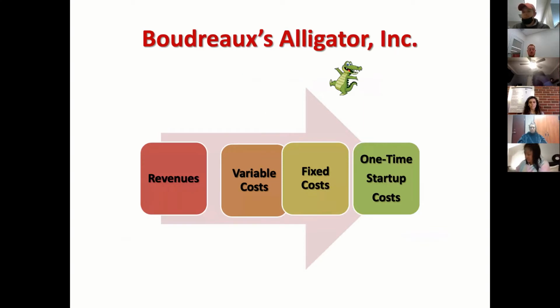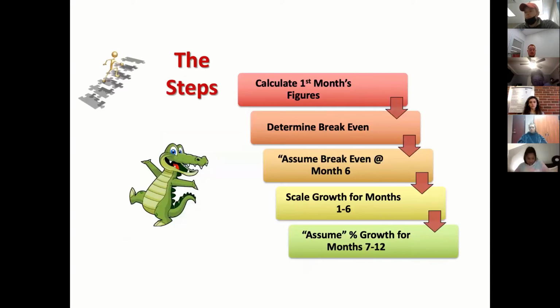So for Boudreaux's Alligators, we're going to figure out its pro forma. We have to say, how much money do we think Boudreaux is going to bring in that first month? What's going to be his variable cost? What's going to be his fixed cost? And how much money does he need for the one-time startup cost? That's how you would build his pro forma. You calculate his first month's figures. You determine break-even. We would assume he's going to break even in the 6 months. You scale it.